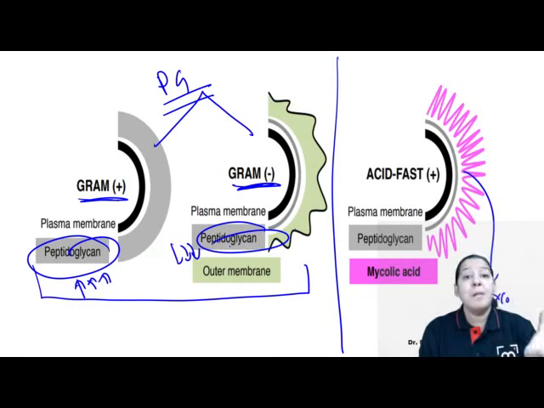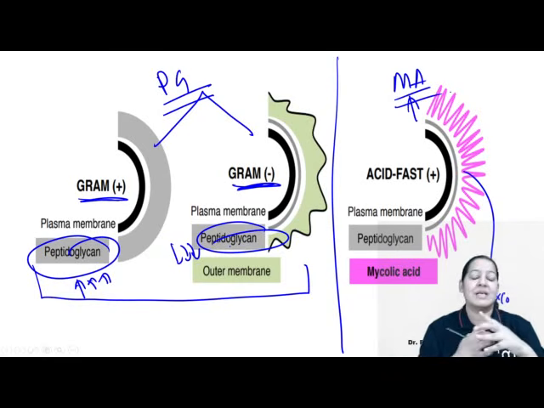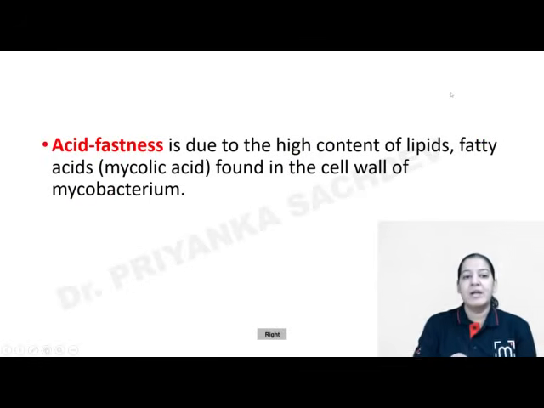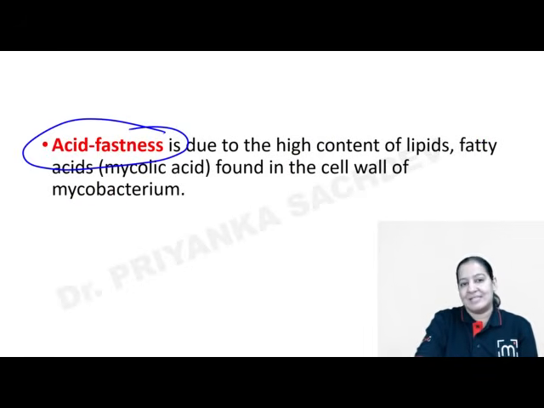That is the principle. But in acid fast stain, mycolic acid in the cell wall makes the difference. So that is the thing. You got my point. What do you mean by acid fastness? Fastness का क्या मतलब होता है? What is the meaning of fastness?